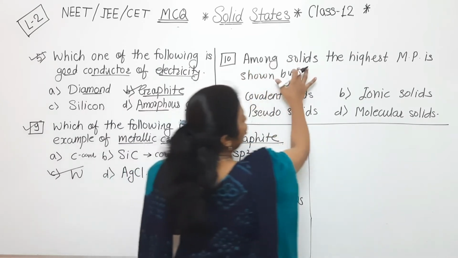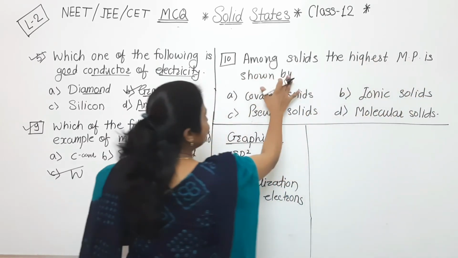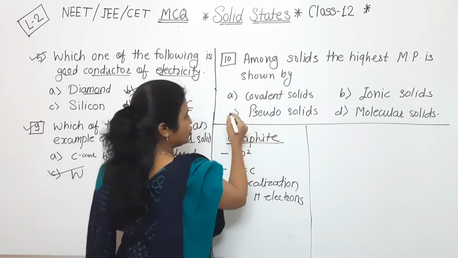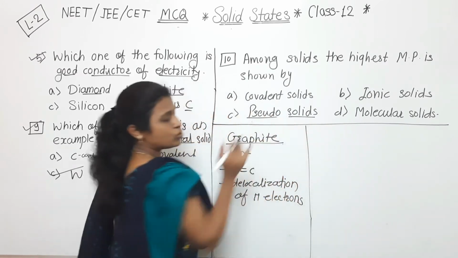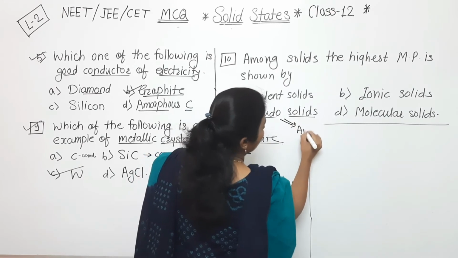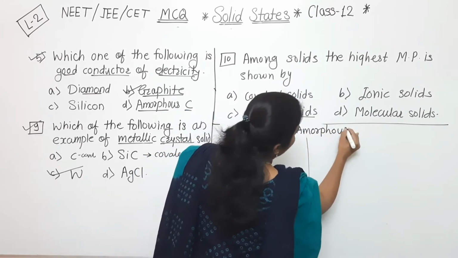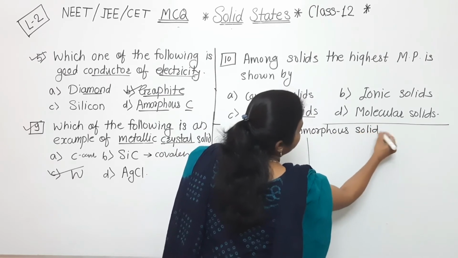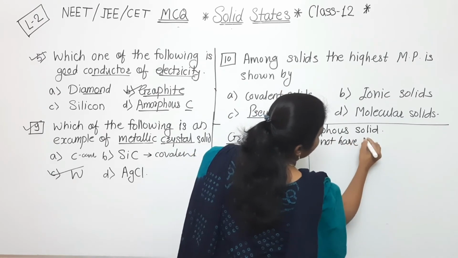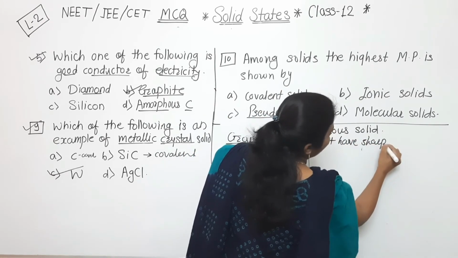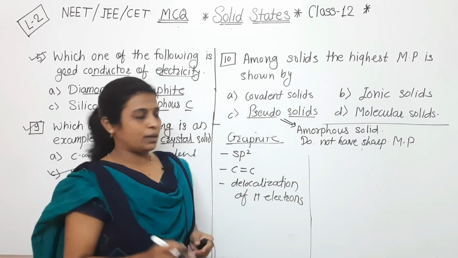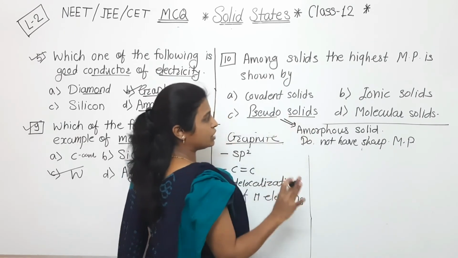Next one: among solids, the highest melting point is shown by which? Here they have given four types of solids. Now this one, pseudo-solids, is probably new for everyone. Pseudo-solids are nothing but amorphous solids. If we consider their melting point, they do not have a sharp melting point, meaning their melting occurs over a range of temperature. So pseudo-solids are not the answer.